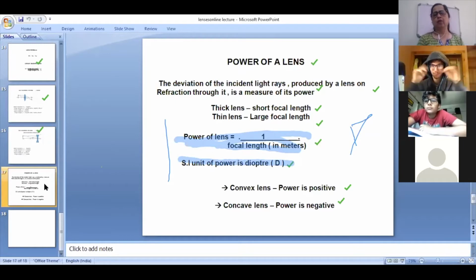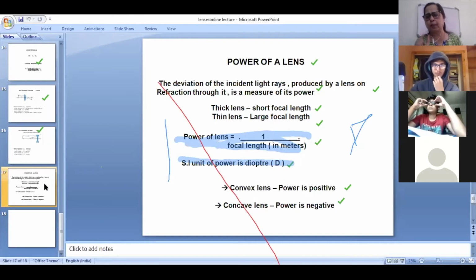Now, I want to know, somebody will tell me, Dhruv, you tell me, convex lens power is positive. Why is the power positive in a convex lens? So those who are wearing spectacles plus 2.5, who is fiddling with the share screen?